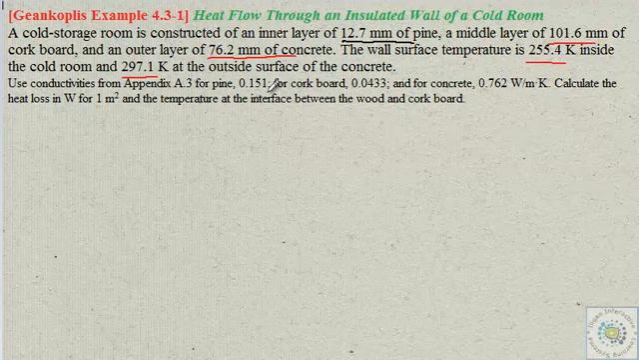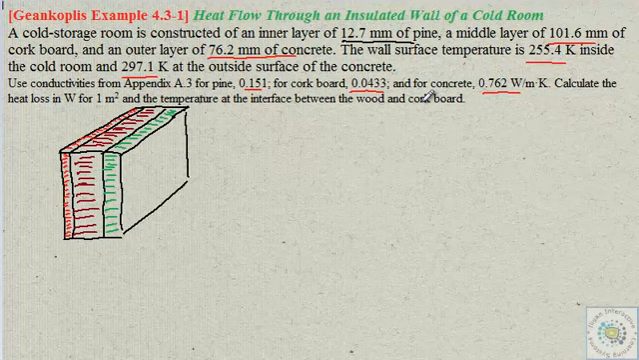Now, we are asked to use the conductivities in Appendix A.3 to calculate the heat loss in watts for 1 meter squared of area and the temperature at the interface between the wood and the corkboard. So allow me first to sketch a rough illustration for this.